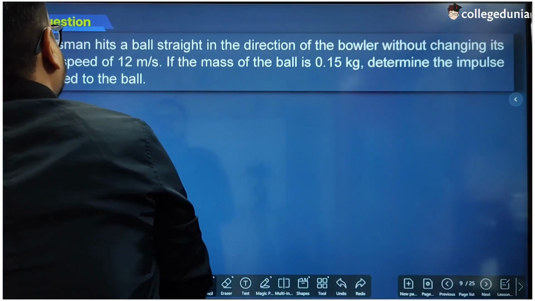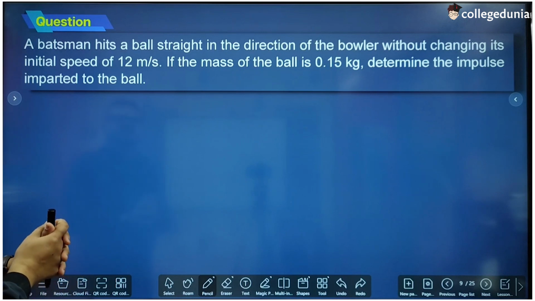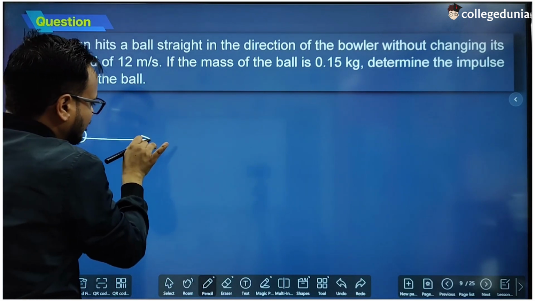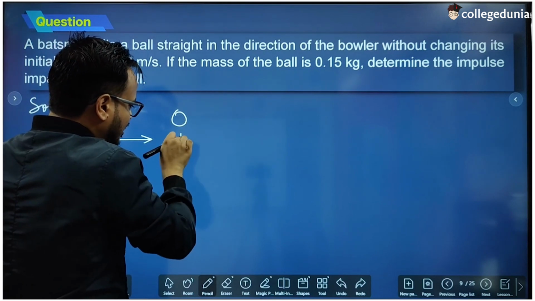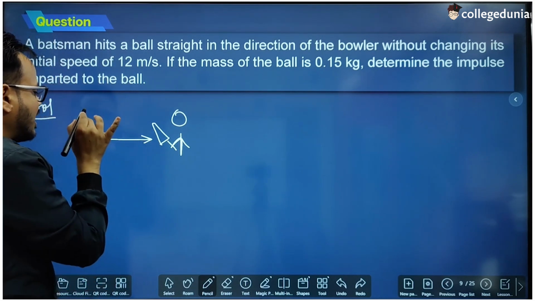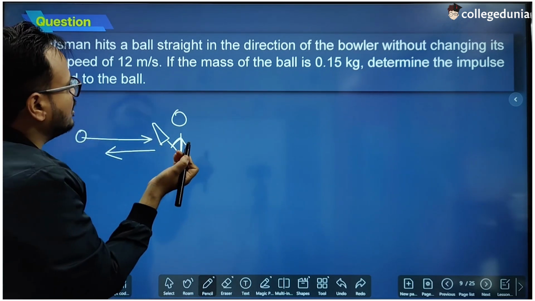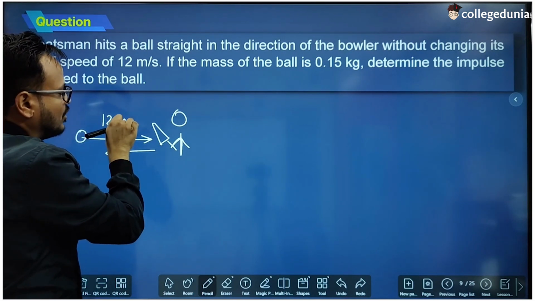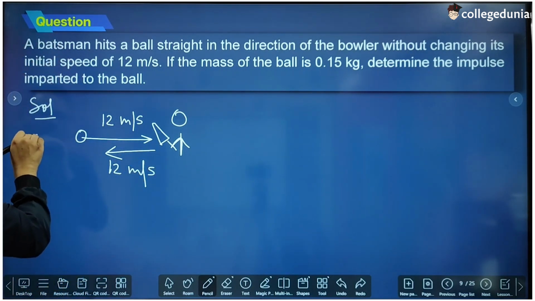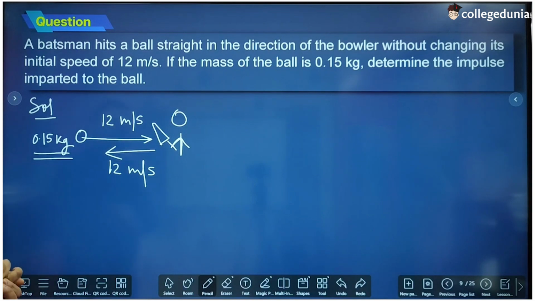Okay, now let's take some examples based on the concept of impulse. A batsman hits a ball straight in the direction of the bowler without changing its initial speed of 12 meter per second. A ball is coming towards the batsman, and this batsman hits the ball with this bat. Not an ice cream, it is a bat. And this batsman hits this ball back along the same straight line with a speed equal to the initial speed. So this ball came with a speed of 12 meter per second and it goes back with the speed of 12 meter per second. If the mass of the ball is 0.15 kg, determine the impulse imparted to the ball.